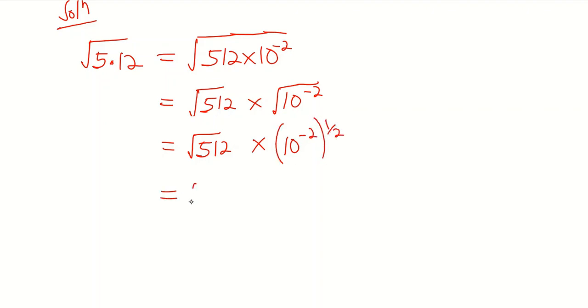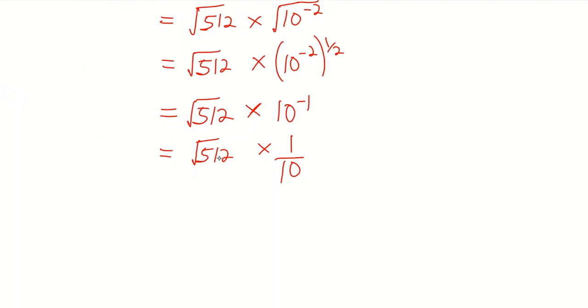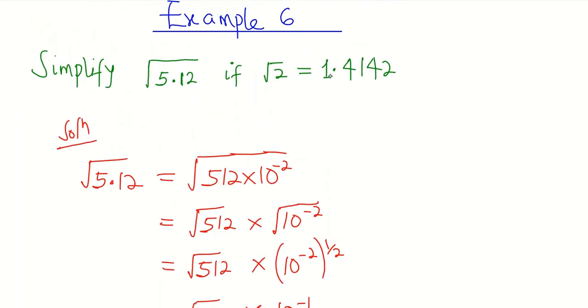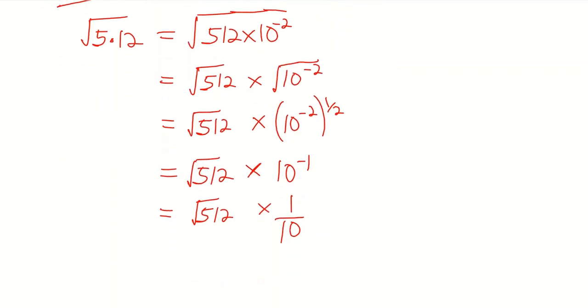So it means we are going to have square root of 512 times, now at this point the exponent multiply, we're going to have 10 exponent minus 1, and we know 10 exponent minus 1 to be the same thing as 1 out of 10. So having known this, the question made it clear that we should get square root of 2 so that we can substitute that square root of 2 with 1.4142. And at this point in our solution, we don't have square root of 2, which means this square root of 512 is not in basic form or simplest form, so we have to do that.